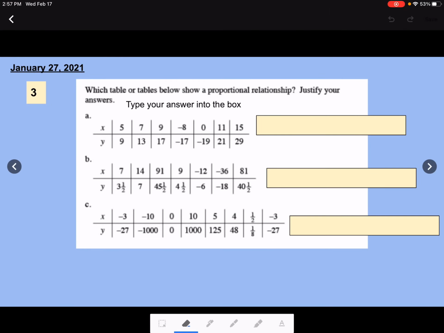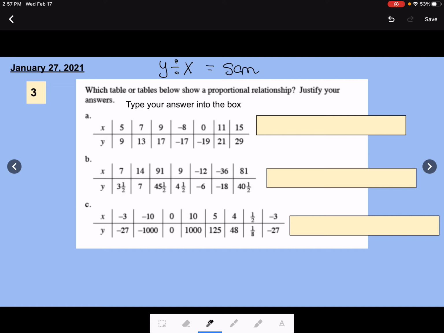Okay, Janelle, this should help you out with these last two questions. This is checking the constant of proportionality here. Is it a proportional relationship? Remember, that is just y divided by x for every pair has to be the same.